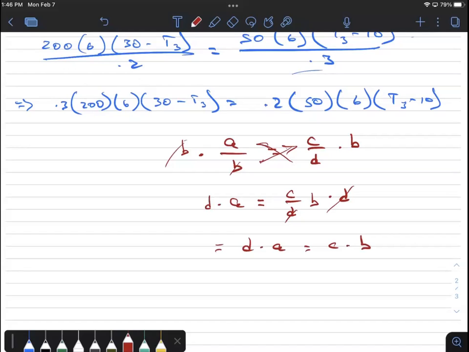Same thing here. This whole thing right here, I was calling A. This whole thing I was calling C. The 0.2 I was calling B, and the 0.3 I was calling D. So I have D times A is B times C. Right? That's all I did. Cross multiplied basically. The denominator on the left becomes the numerator on the right. Denominator on the right becomes numerator on the left.